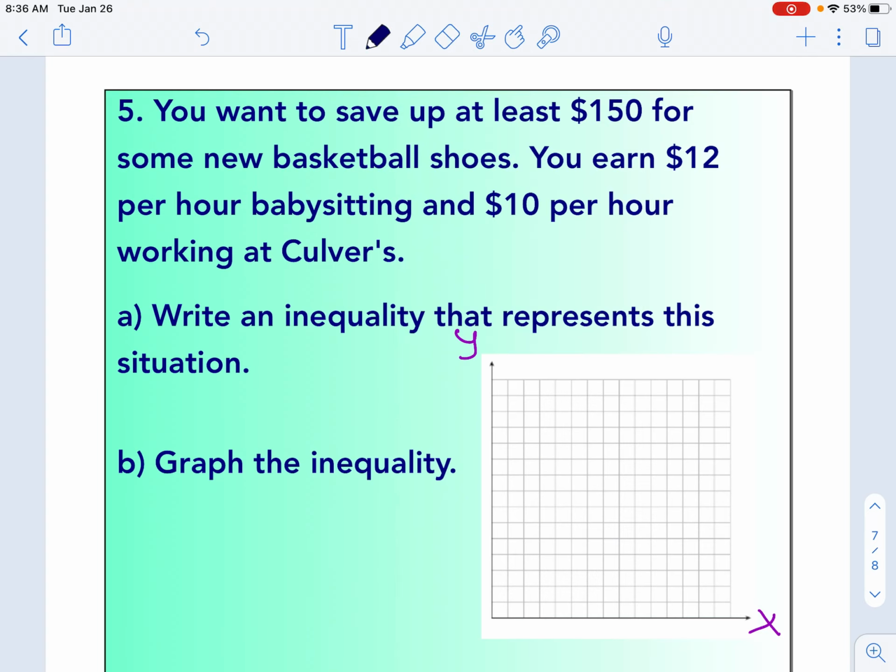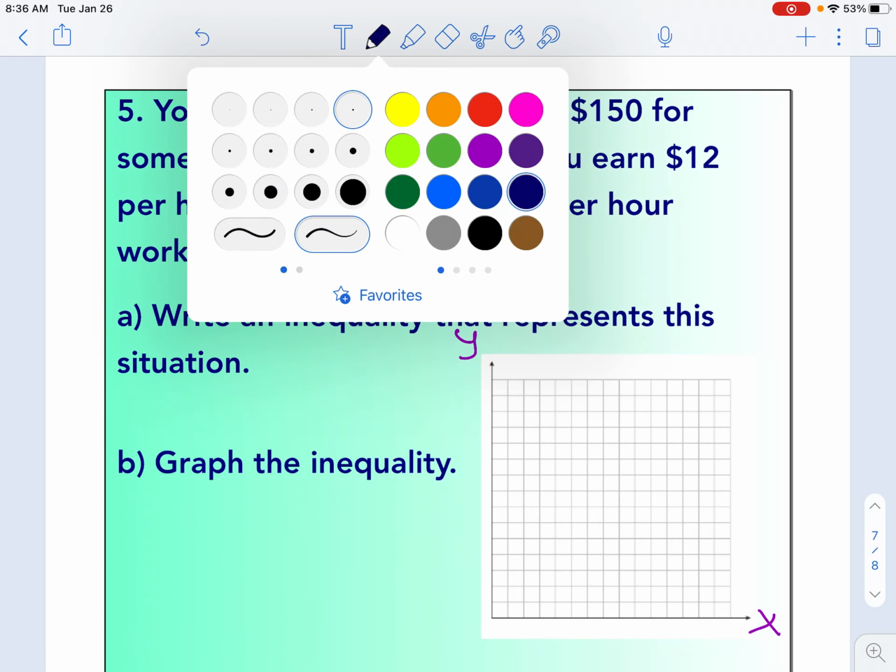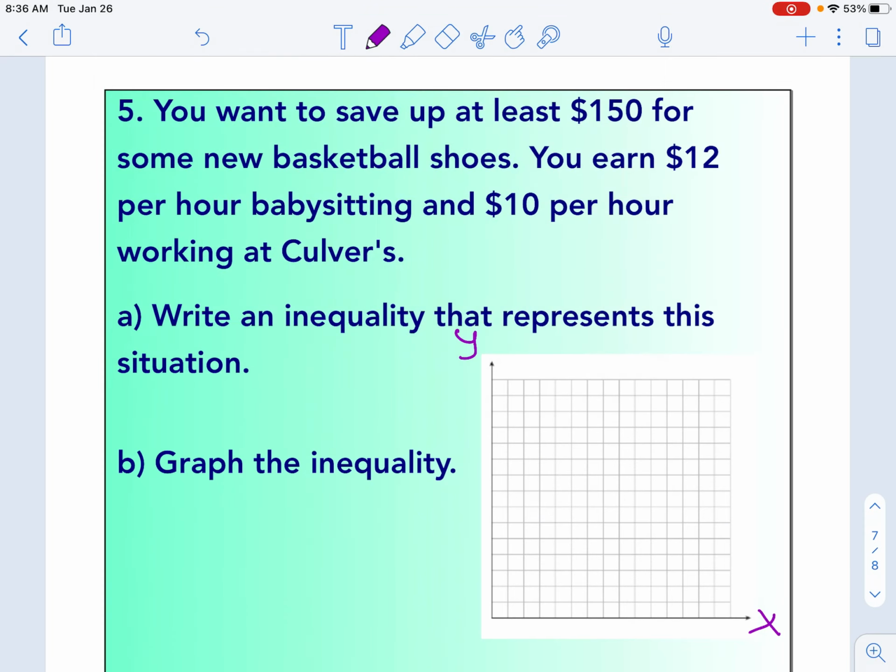Okay, you want to save at least $150 for some new basketball shoes. So the amount that you want to save has to be greater than or equal to $150. So this is how much you save. Okay, you earn $12 per hour babysitting, okay? And you earn $10 per hour working at Culver's.